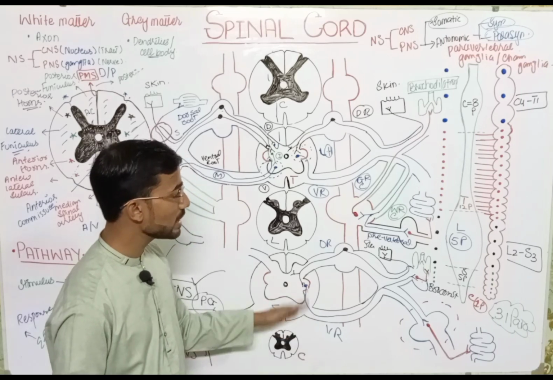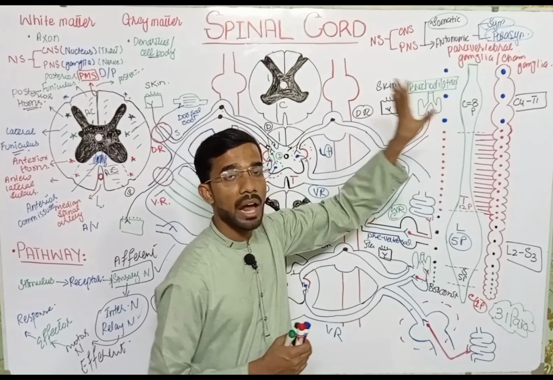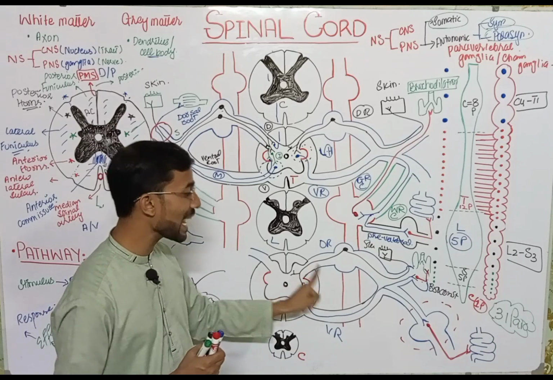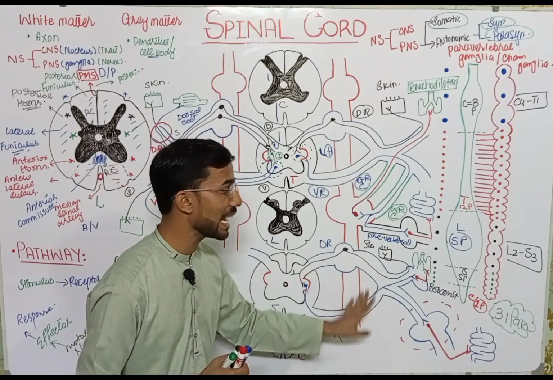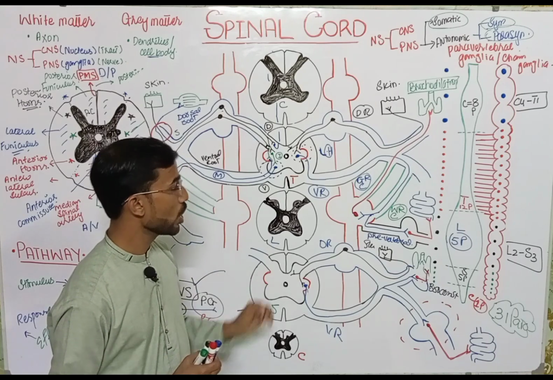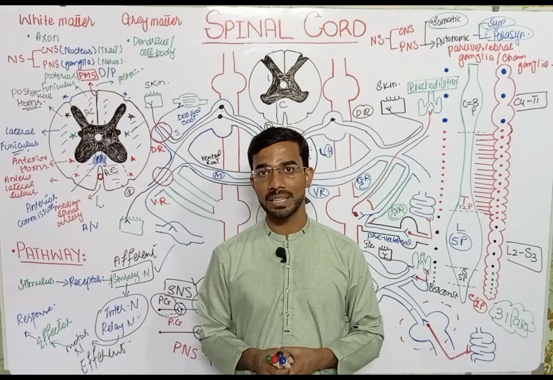If you notice, the paravertebral ganglia are specific only to the sympathetic, but in the parasympathetic you will never see any involvement of the paravertebral ganglia. This is the case. So these are basically all about the somatic, sympathetic and parasympathetic nervous system.